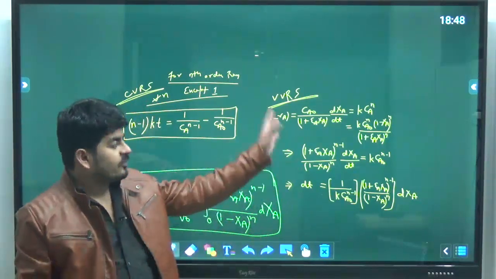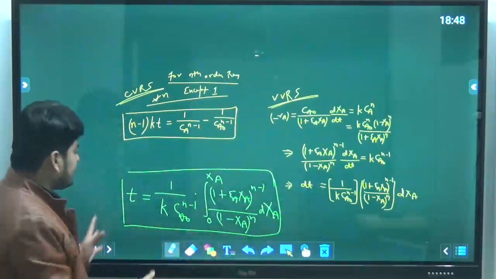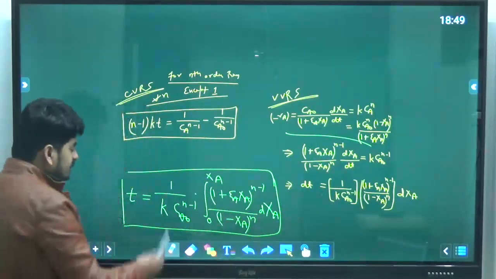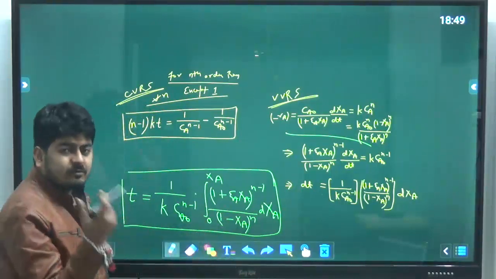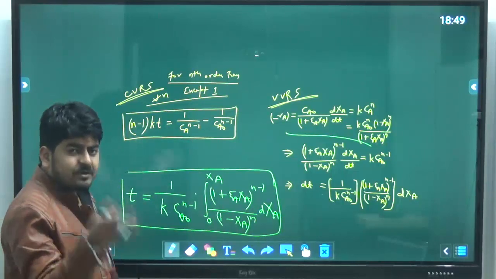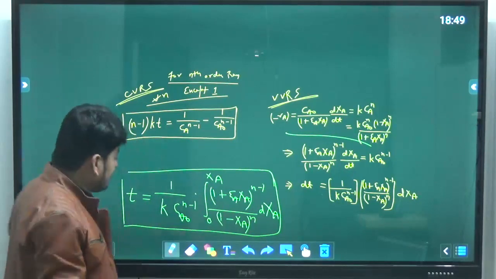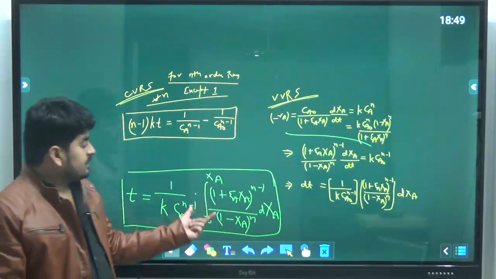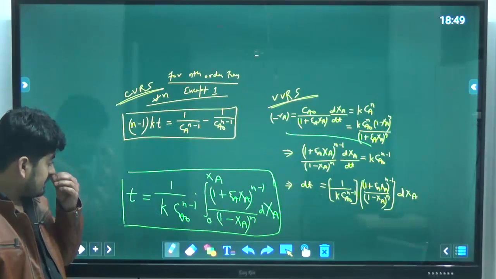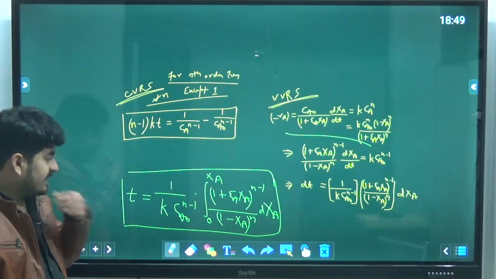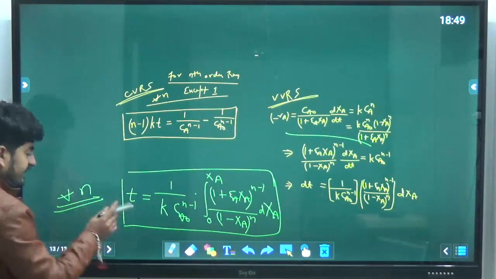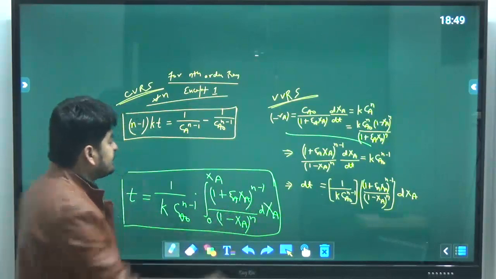You don't need to derive it every time. Just remember how we obtain this relation. This is the method. Okay, I have already told you. So by using this expression, you can calculate the kinetic equation for any variable volume reaction system for any order of reaction. Even for 1 as well. Okay, this is valid for 1 as well. This is for all values of n, even 1. Okay, for VVRS.